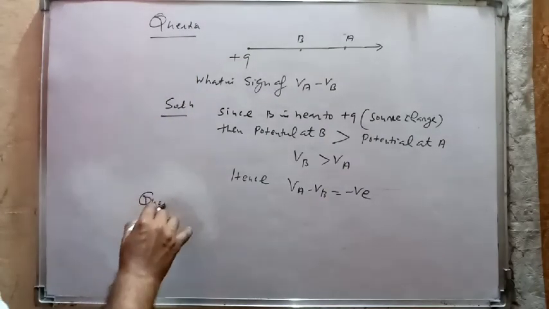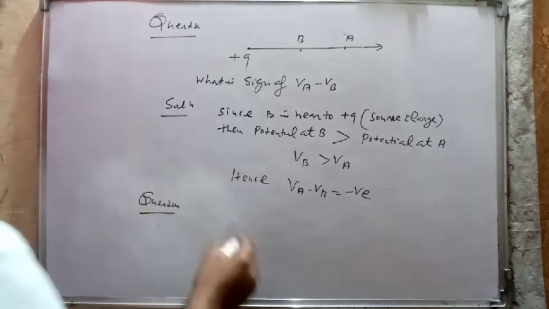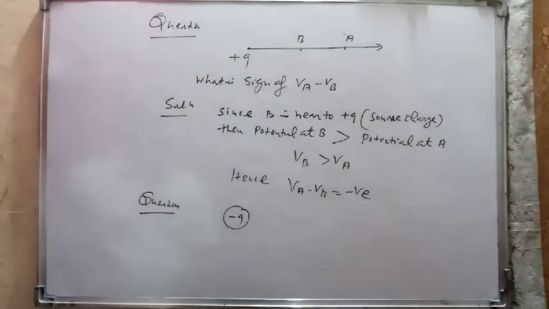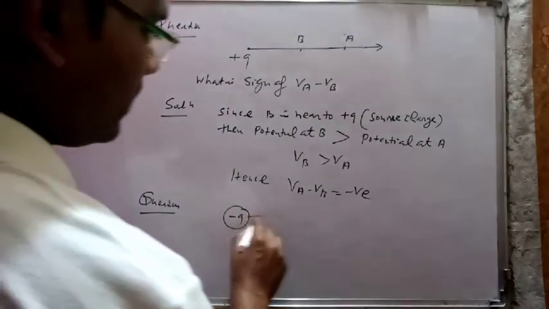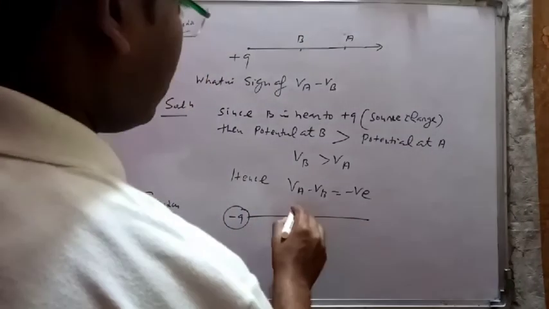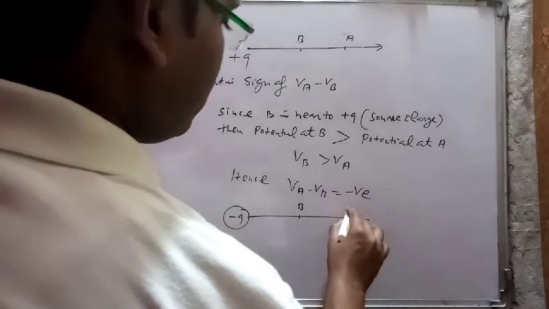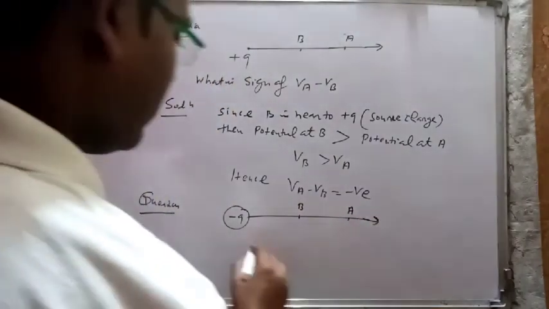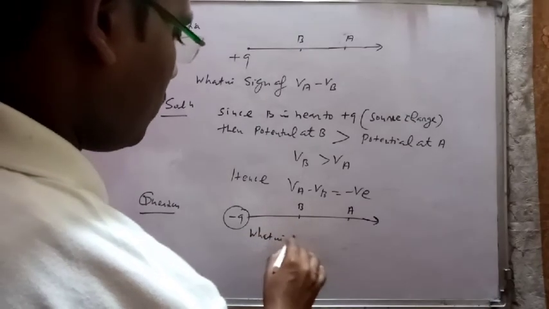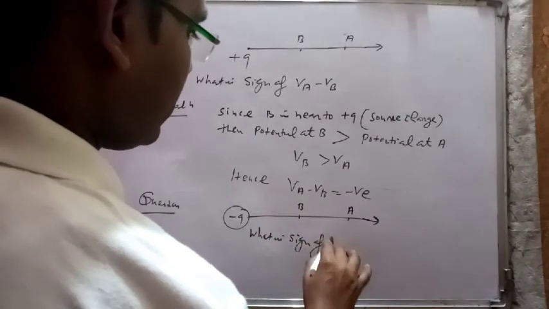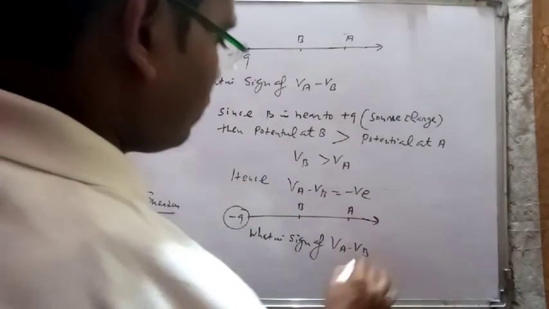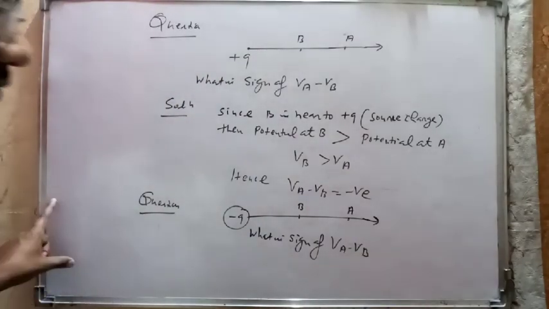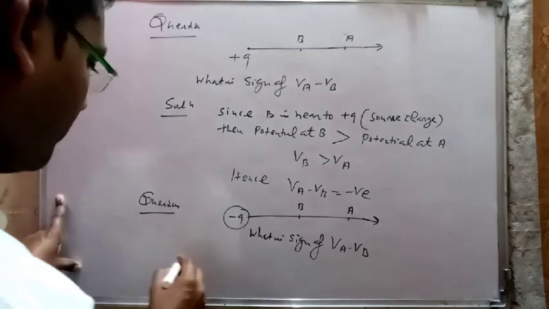And the second question is, if the source charge is negative, and here B and here A, then what is the sign of VA minus VB?